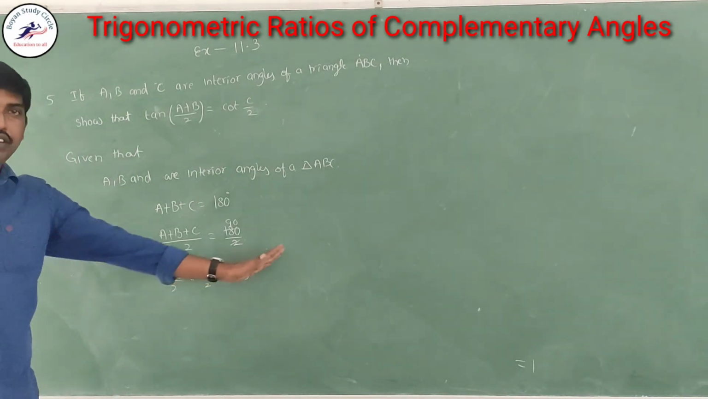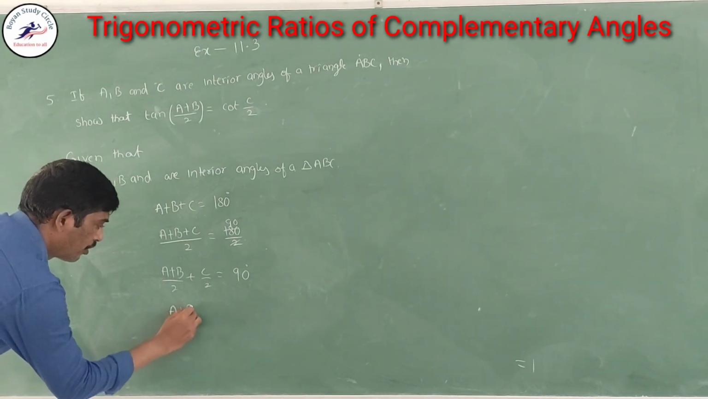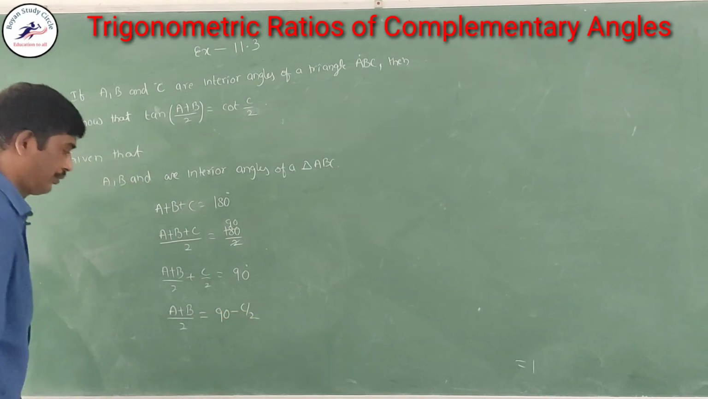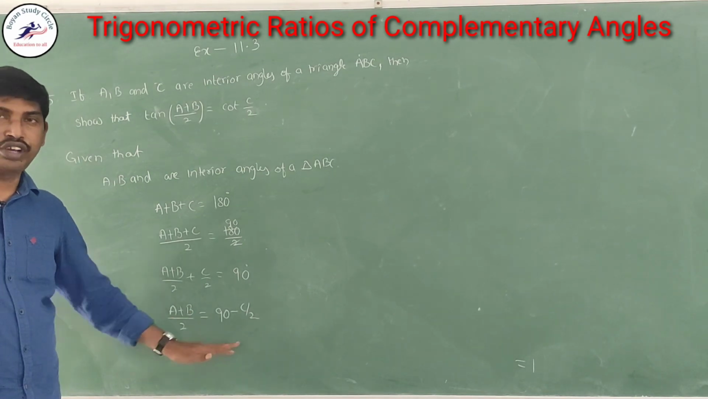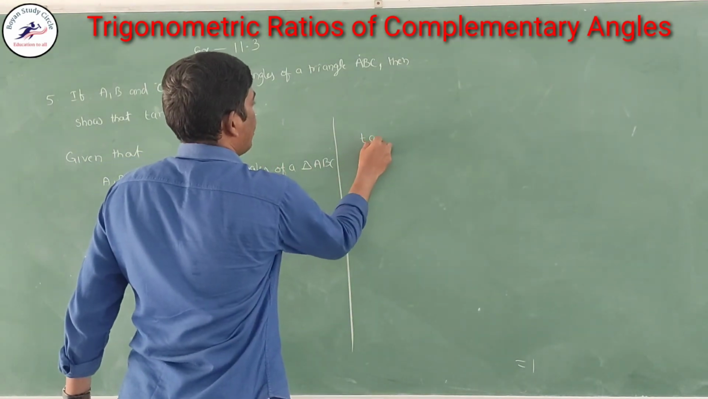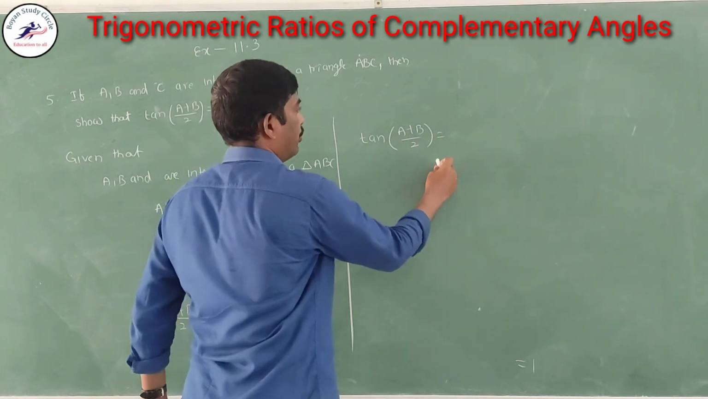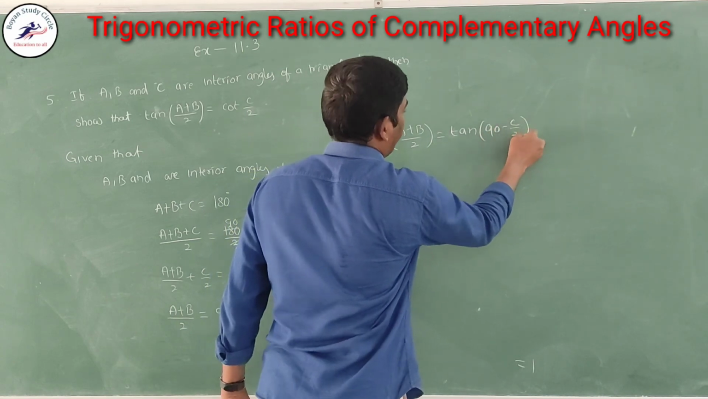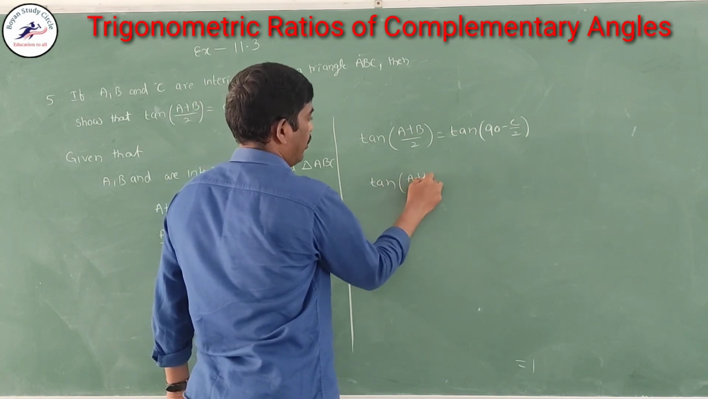Plus C by 2 goes to the other side, and that becomes minus C by 2. So (A plus B) by 2 is equal to 90 minus C by 2. Here we are applying tan on both sides. So tan of (A plus B) by 2 is equal to tan of (90 minus C by 2).